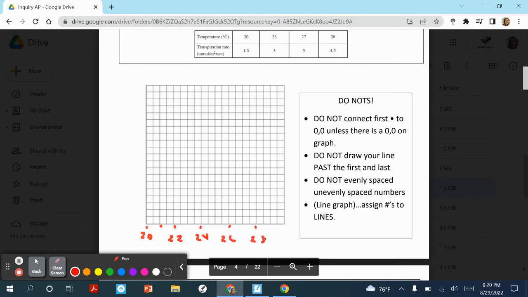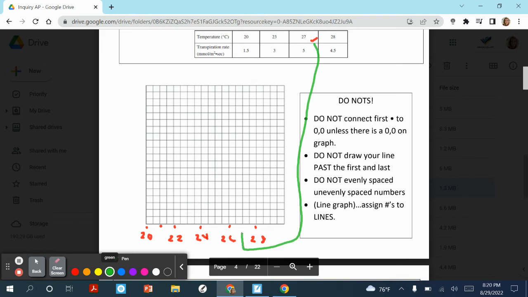Now, notice that I do have a number here, 27. I don't have to write 27 on the graph. But when I go to plot the number for 27, I just have to make sure that I do it in the correct area, okay? So I'm going to know that right here should be 27. So when I go to put a data point for my transpiration rate, I'm just going to put it on that line, okay?